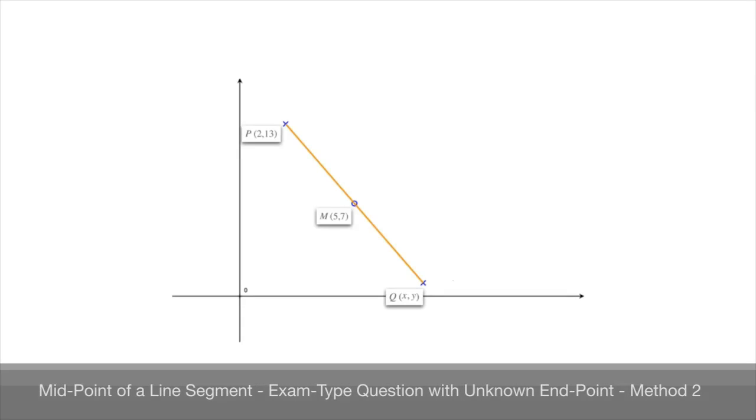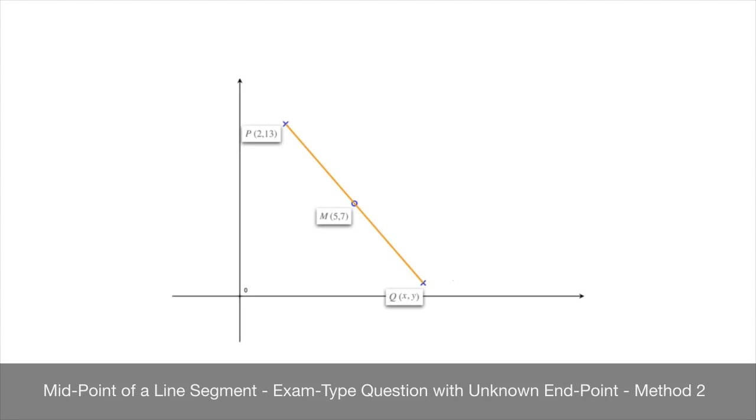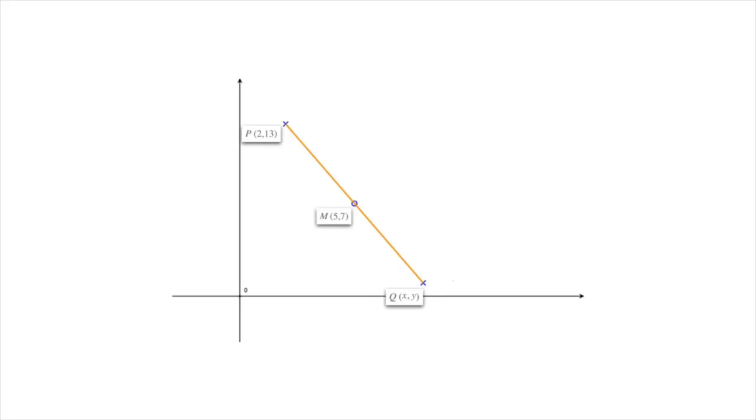In this tutorial, we look into a second method for finding an unknown endpoint of a line segment when we're given the coordinates of one of its endpoints as well as the coordinates of its midpoint. Now, if you watched the previous tutorial, the example we have here is the same as the one we've just seen. The line segment has an endpoint P whose coordinates are known, those are 2, 13, as well as a midpoint M with coordinates 5, 7. And we need to find the coordinates of the endpoint Q.